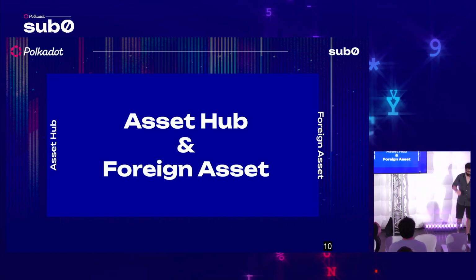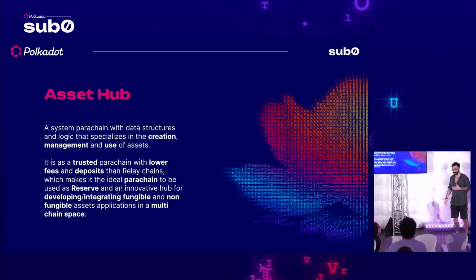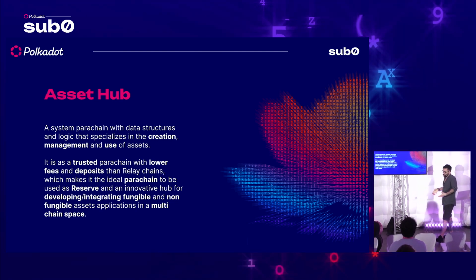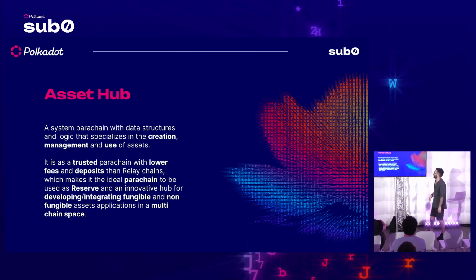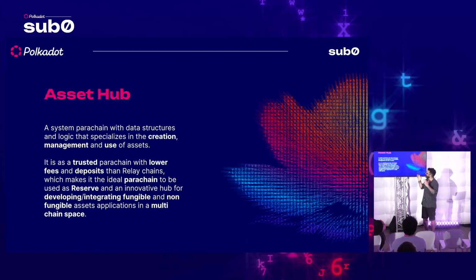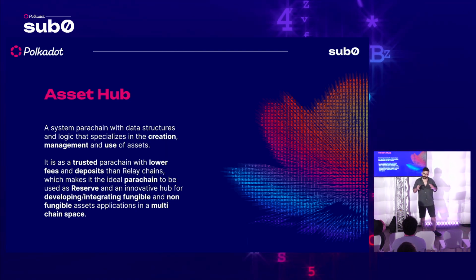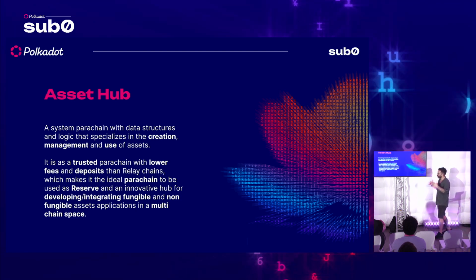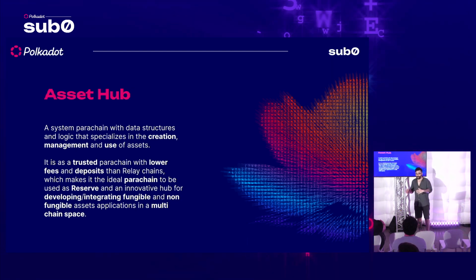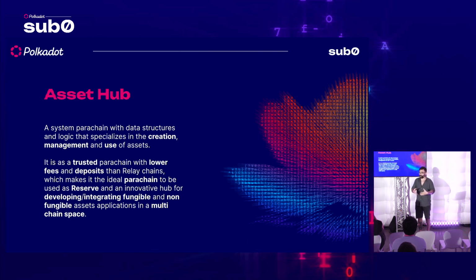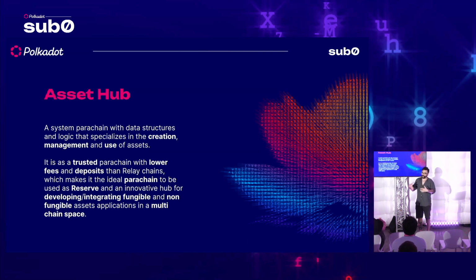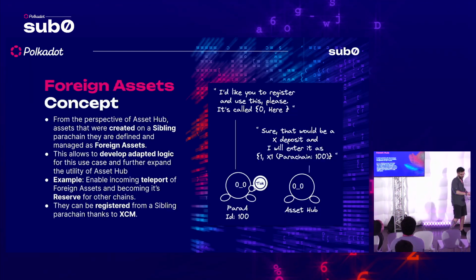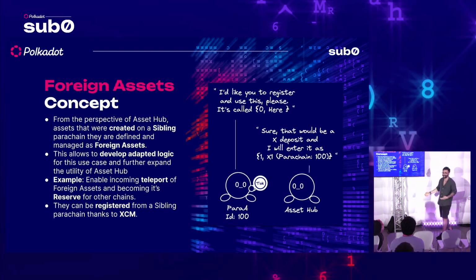at least in part, because it is a super interesting system parachain that covers a lot of ground. But this is the case that, for us at least, is most relevant for today. So Asset Hub is basically a system parachain that specializes in managing assets. It has some really nice properties like lower deposits and lower fees, which make it ideal, since it's a system parachain itself, to be seen as the reserve and the place to go when you want interactions and anything related to assets, and therefore the name.